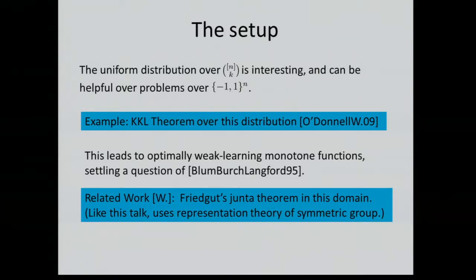Now I think these slices are interesting because there's lots of interesting problems that you can do. Why would you look at this? Well, how I got started on this mostly was on the KKL theorem over this distribution, which I proved with Ryan back in 2009. And as an application of this, you can optimally weak-learn monotone functions, which settled the long open question of Avrim Blum and others. In related work, because I've actually been explicitly asked this question multiple times, I put it on here. You can also do Friedgut's junta theorem in this domain. This is an unpublished work of myself. So if you were thinking about that from the KKL theorem, I can kind of tell you how to do this. And this talk is going to use some representation theory.